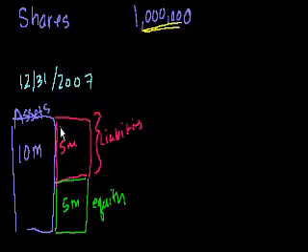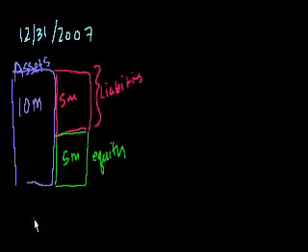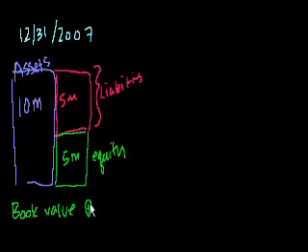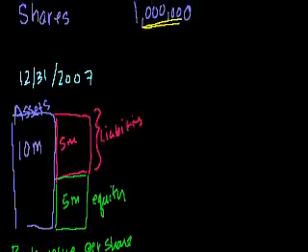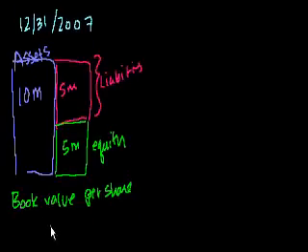And just to tie it a little bit with what we did in the first video, if we have 1 million shares and the book value of the equity is 5 million, then the book value per share is just this number divided by the million shares I have. So 5 million divided by 1 million is $5. This is the book value per share. Remember, there's a difference between book value and market value.